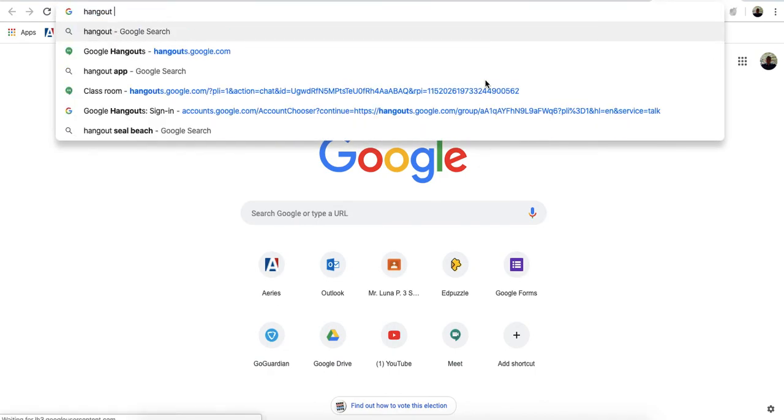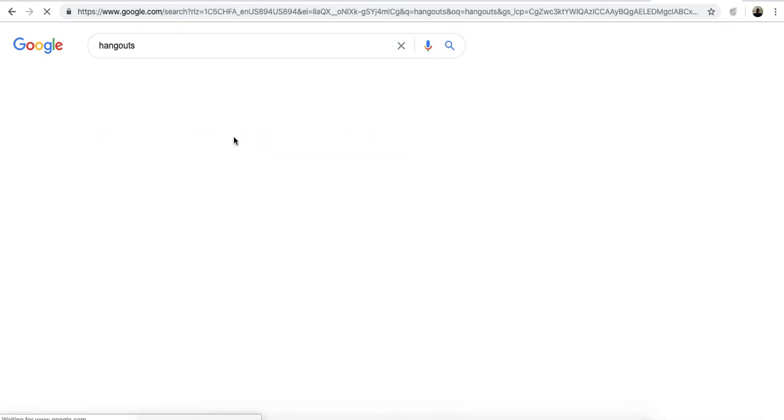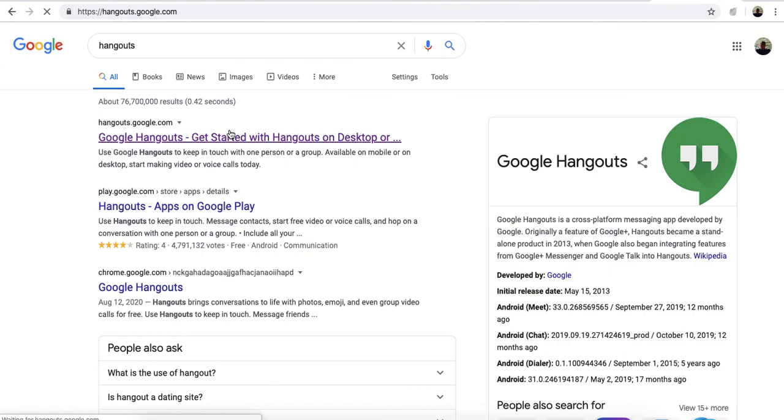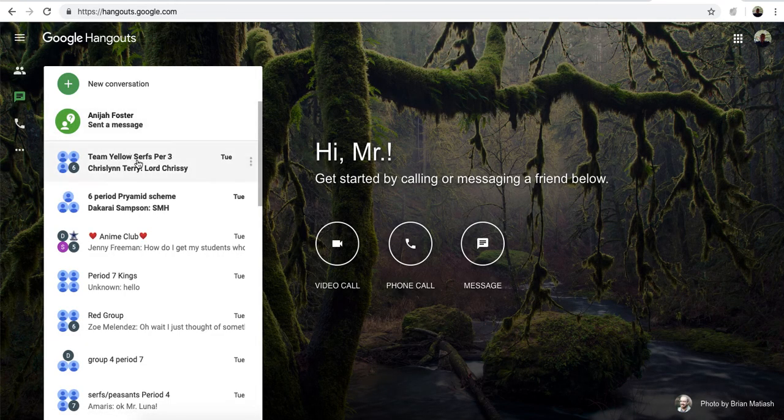And if you don't know how to go on Google Hangouts, you just look up Hangouts. You have to be logged in with your school email with Google. You look up Google Hangouts and you click on it right here. Okay? And then right here it should pop up: so and so wants to add you to their group. Okay, so you just accept that.